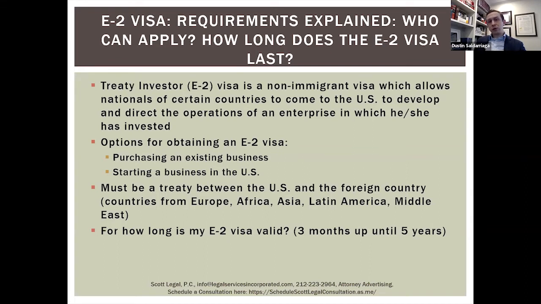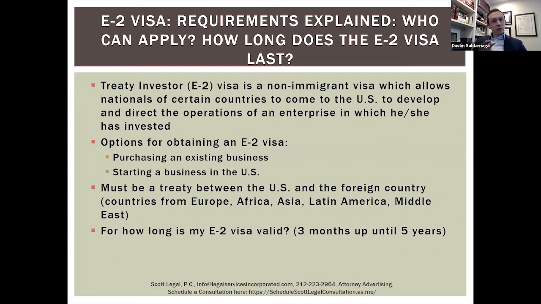We see that most E2 visas are issued for 5 years, which grants the individual over a 5-year period the ability to enter and exit the US multiple times. There's really no limit to the number of times you can enter and exit the US as long as the visa is valid. Some countries have a much shorter period. The shortest period of time is 3 months for the visa.